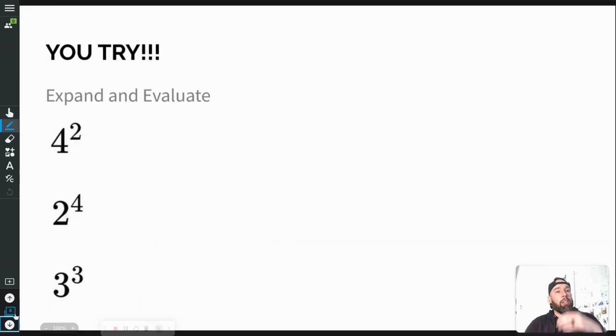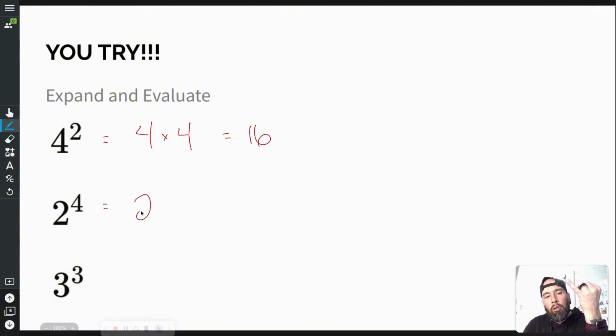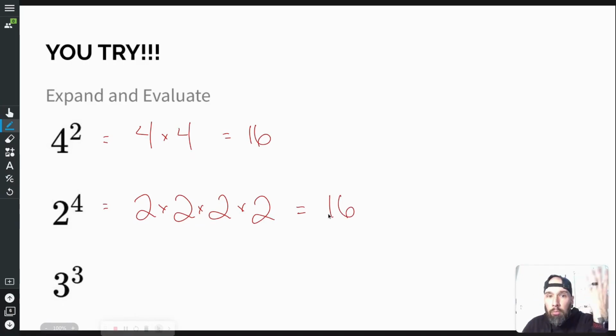All right, now let's expand and evaluate. 4 to the 2nd power means 4 times 4, and 4 times 4 is 16. 2 to the 4th power, 2 times 2 times 2 times 2. 2 times 2 is 4. 4 times 2 is 8. And 8 times 2 is 16. So this is also 16.